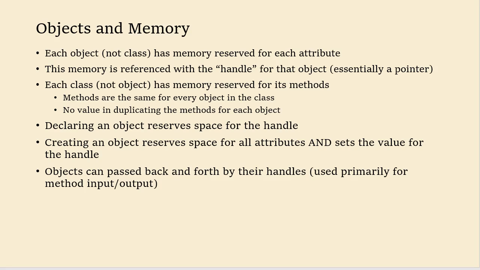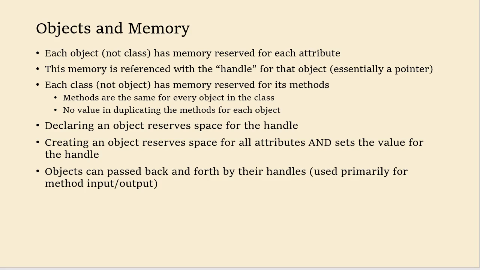However, the sheep all have the exact same methods, and it would be wasteful of memory to copy those methods for every unique object that was created. So I don't need 3 copies of the methods just because I have 3 sheep. Instead, each class has memory reserved for its methods, and that one memory location that stores the procedures for the methods serves for all 3 sheep.